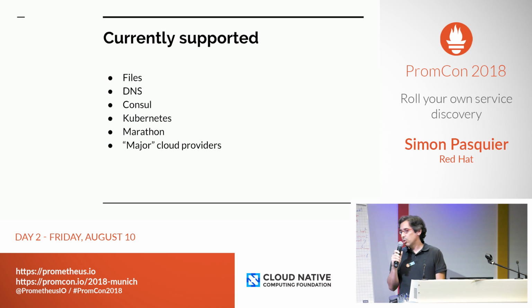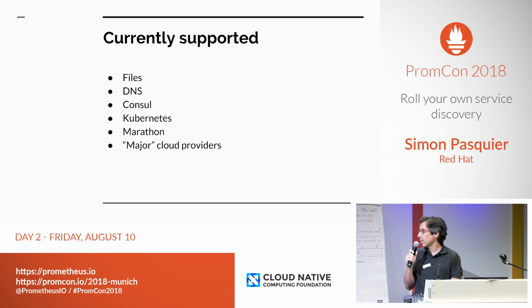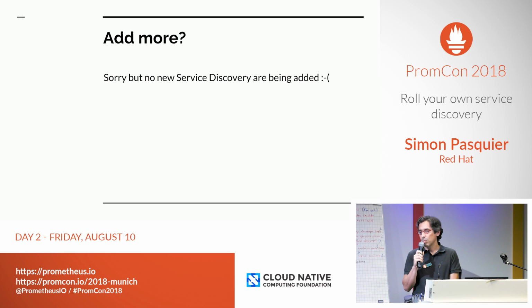What we currently support in the repo are files, DNS, Consul, Kubernetes, so a few container orchestrators. And we have all the major cloud providers, so GCP, EC2, Azure. But what if you're not on those platforms? Then how can you add some new service discovery? Like we discussed in the panel, that's something that is not going to happen.